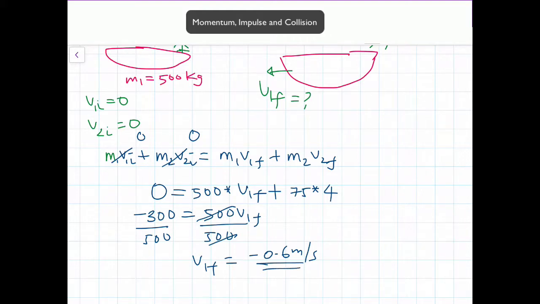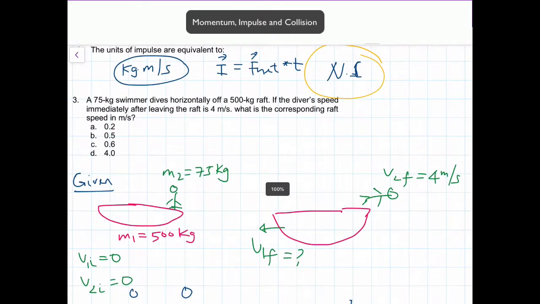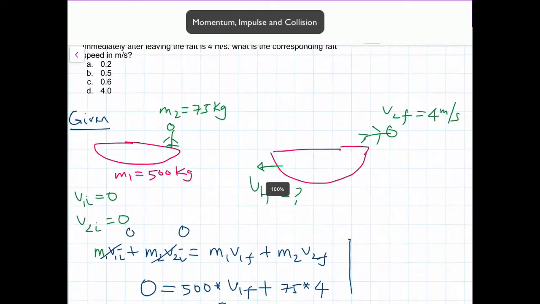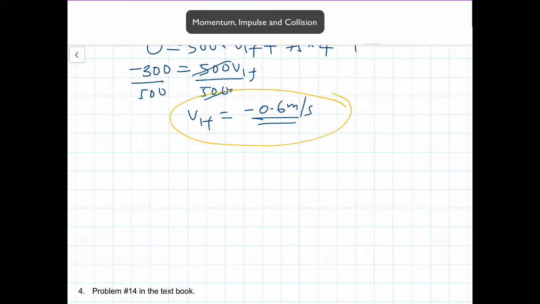Okay. So what does the negative value tell you? It means the raft moved in the opposite direction. So when the person jumped into the pool or into the river, the raft moved in the opposite direction. The negative value just tells you the raft moved opposite to the person. So try to understand it from that perspective. Was it a multiple choice problem? Then you will go ahead and choose 0.6 meters per second. If the problem needs only the magnitude, then that's absolutely fine.